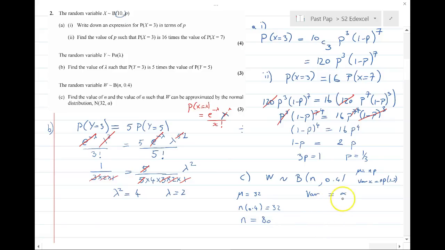And then the variance is alpha, but we know that's also equal to np(1 minus p). So the alpha, which is the variance, is equal to n, which we now know, 80, times p, which is 0.4, times 1 minus p, which is 0.6. So that gives us a value of alpha of 19.2. So that's question 2 done. Let's look at question 3.